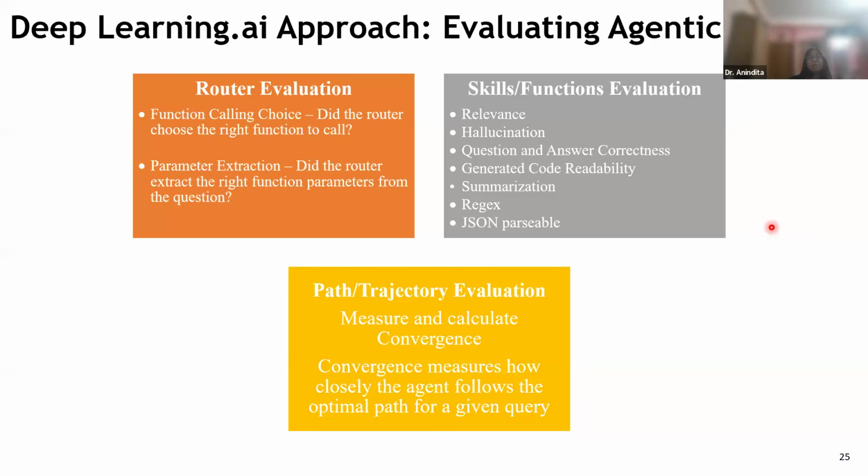What happens in router evaluation? We talked about the planning module, right? Function calling choice: did the router choose the right function to call? That is the router evaluation, like the planning module, whether it is choosing the right function. Parameter extraction: did the router extract the right function parameters from the question? Next is skill or function evaluation, whether the functions are correctly evaluated: relevance, hallucination, question answer correctness, generated code, summarization, all these things. Path or trajectory evaluation measures and calculates convergence. So this evaluates whether the path or trajectory being taken is correct or not.